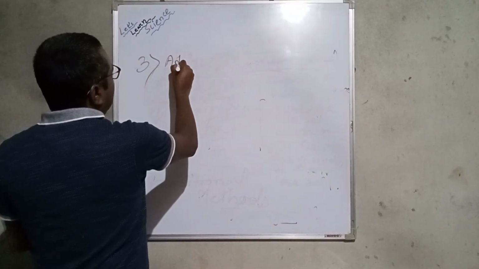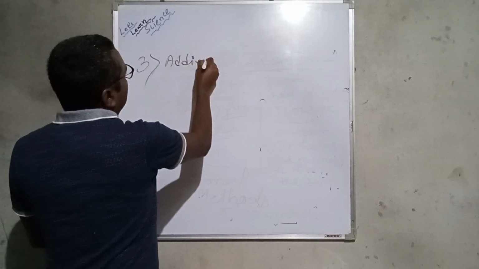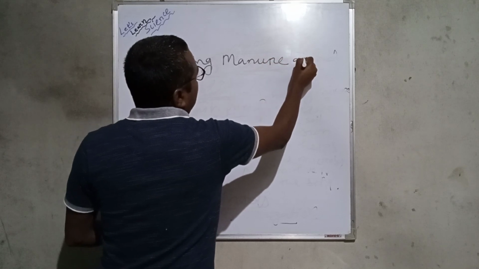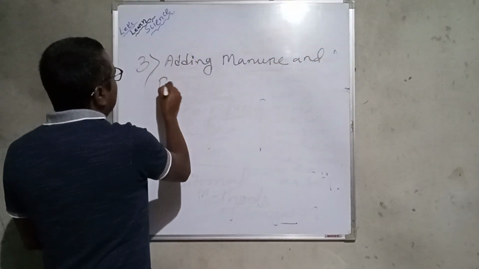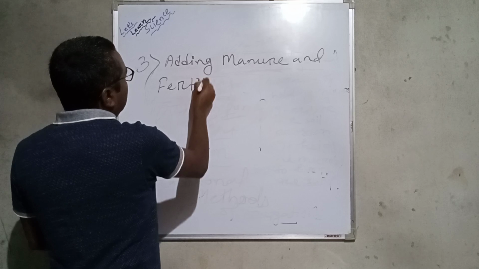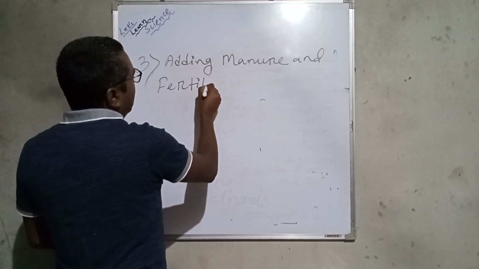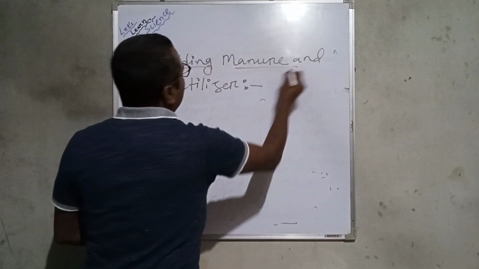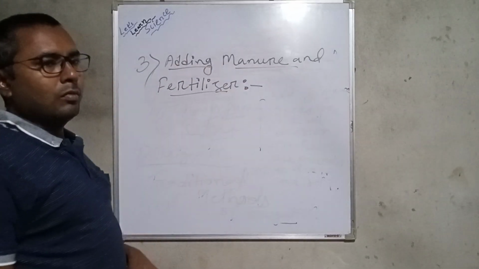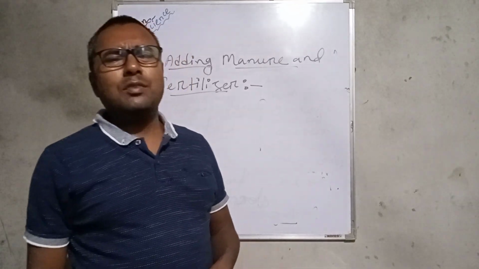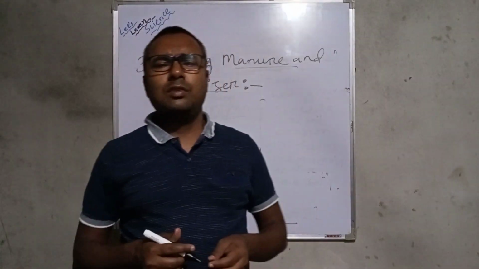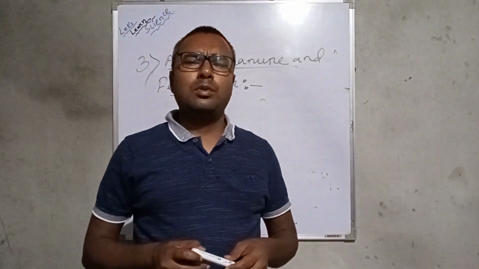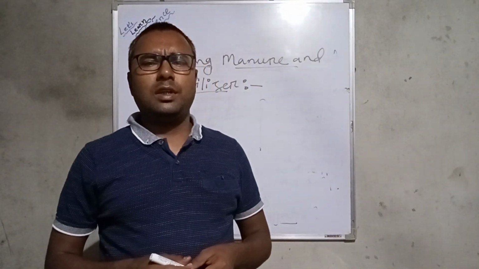Adding manure and fertilizer. The different types of plants need different types of nutrients. So the requirement of the different plants for the nutrients is different.